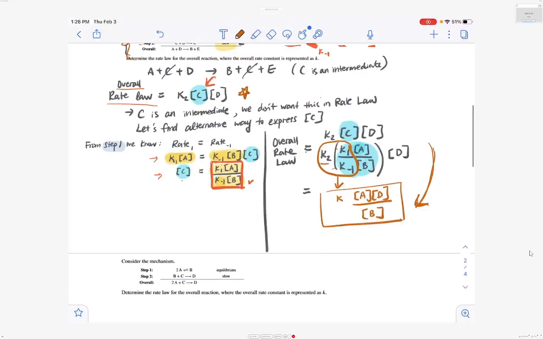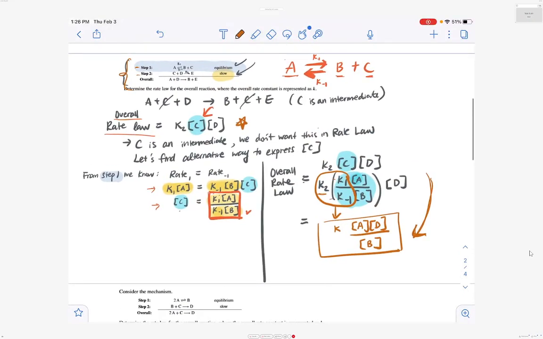I'm sorry, Dr. Lee. Could you go back to what happens to K? What happens to this K? K here? Yes. Okay. All right. I'm going to explain one more time.